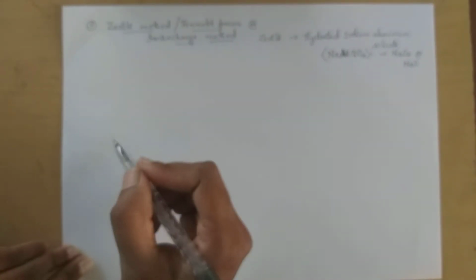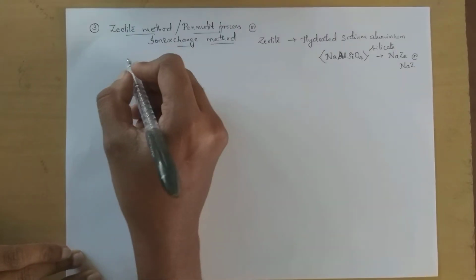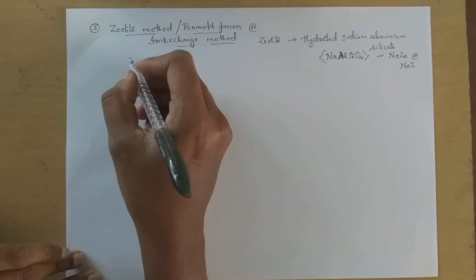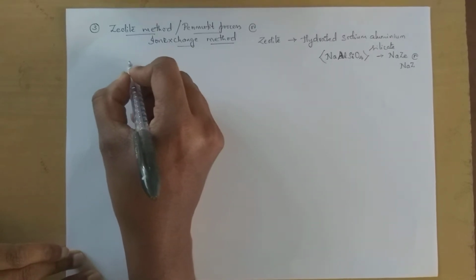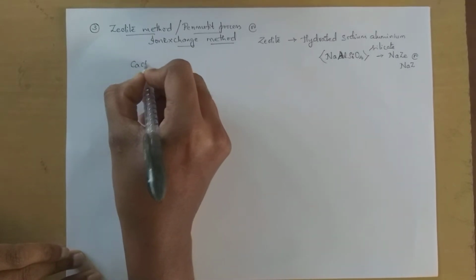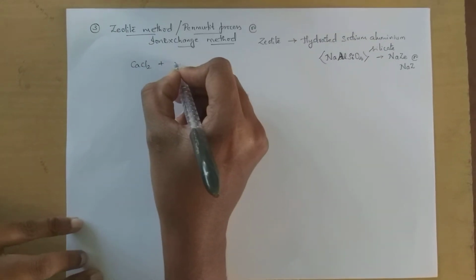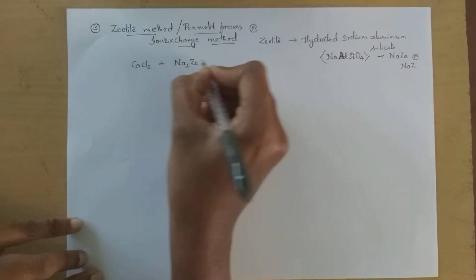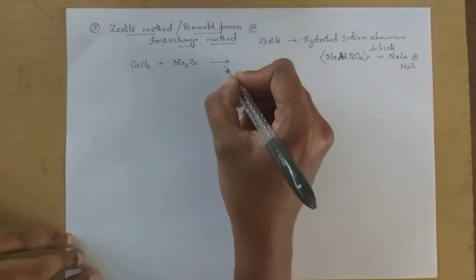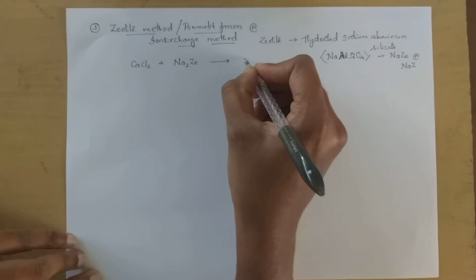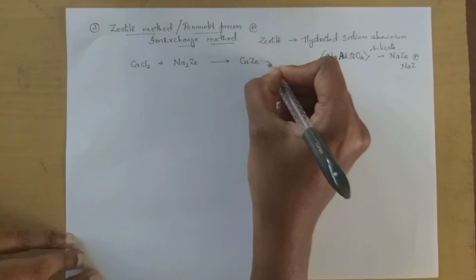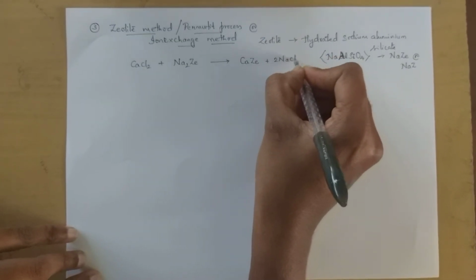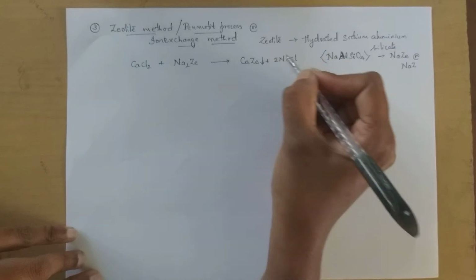Firstly, we have to remove the permanent hardness, that is calcium chloride, magnesium chloride, calcium sulfate and magnesium sulfate. Here we treat the hard water with this zeolite. The following reactions occur: calcium chloride combines with zeolite, Na2Ze, and that gives rise to calcium zeolite plus NaCl. Here this calcium zeolite is a precipitate.